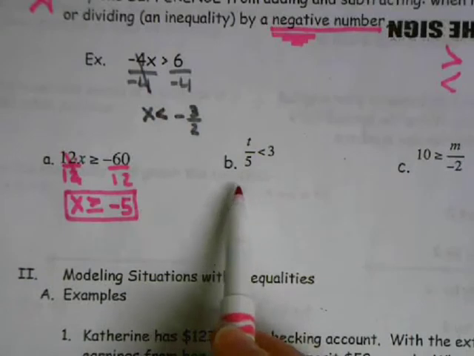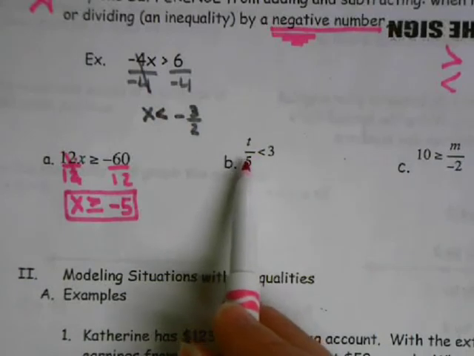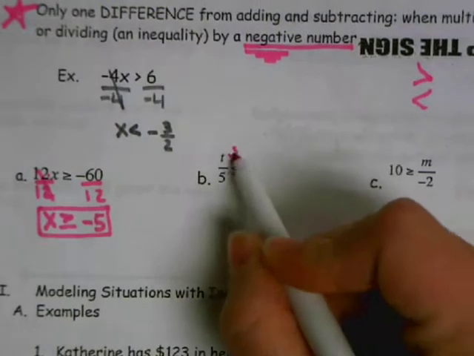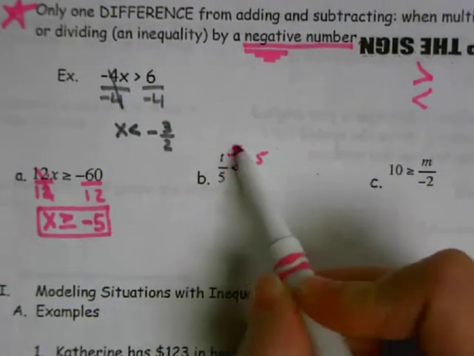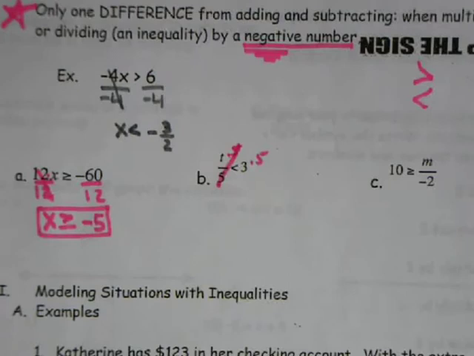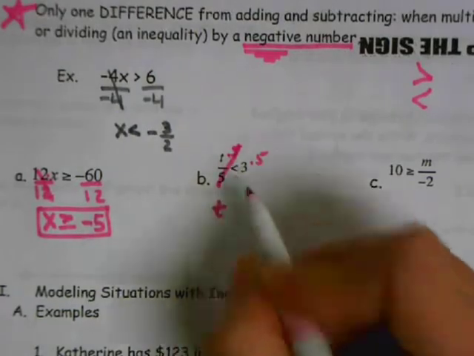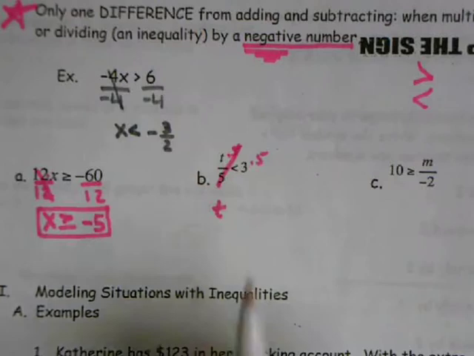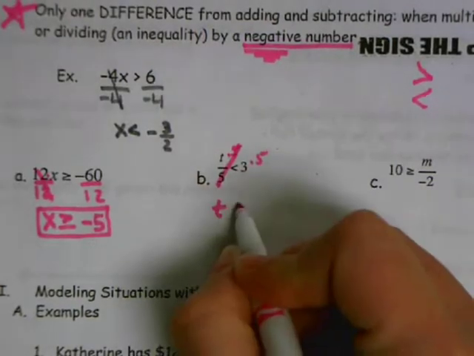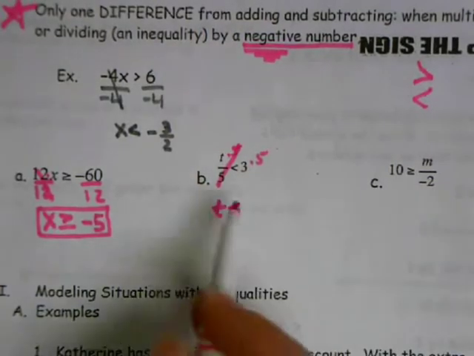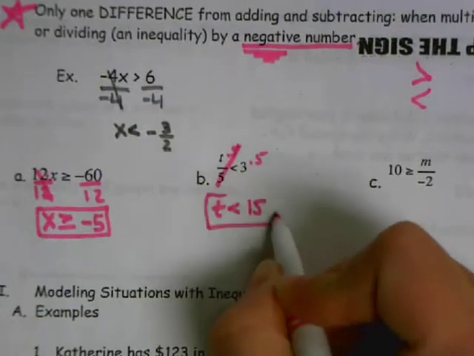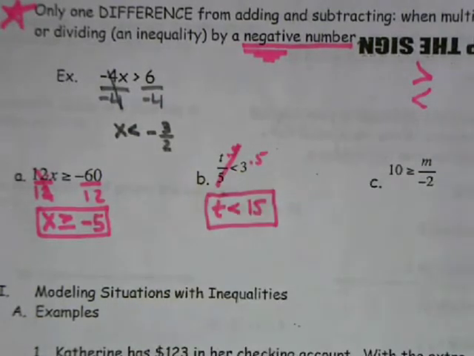Let's try this guy. How do we get rid of t divided by 5? How do we get the t by itself? We multiply by 5. Times 5 divided by 5. See ya. We bring down our t. Do we have to flip the sign here? Did we multiply or divide by a negative number? No, just by 5. So we keep the sign, nothing tricky there. And what's 3 times 5? 15. So our solution for this is t is anything that is less than 15 would work for that.